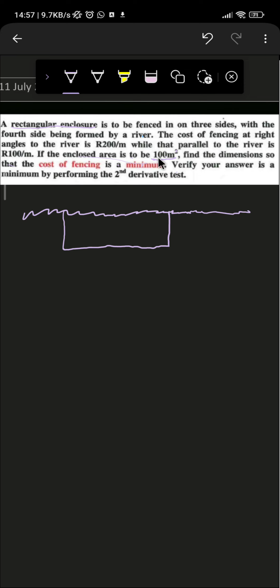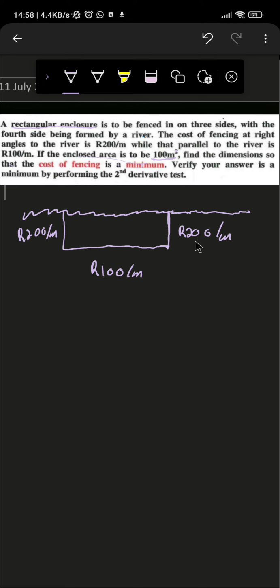In optimization, we must pay close attention to detail. The cost of fencing is 200 rand where we are at a right angle to the river, which means perpendicular to the river, from here to there. It's going to be 200 rand per meter. And this is the same thing, because it's at a right angle, it's 200 rand per meter. And the side parallel to the river is 100 rand per meter.